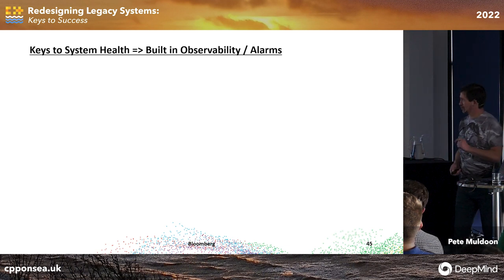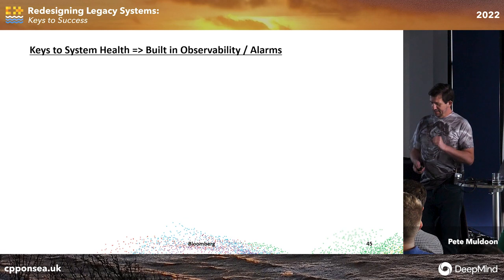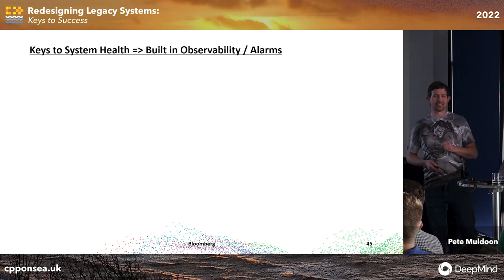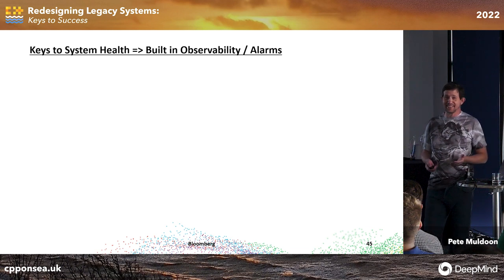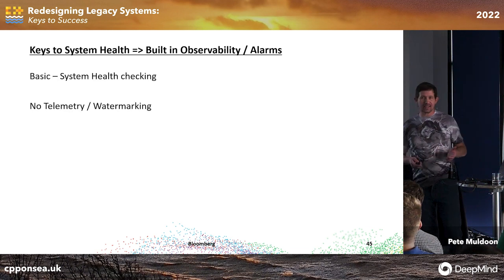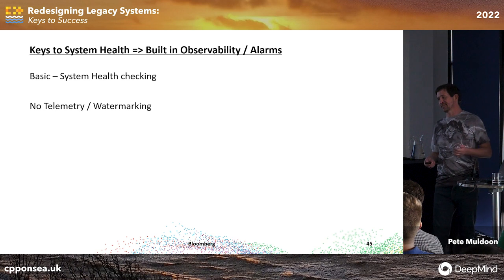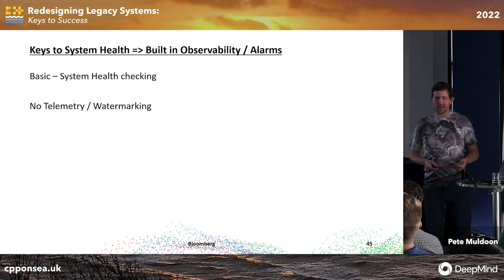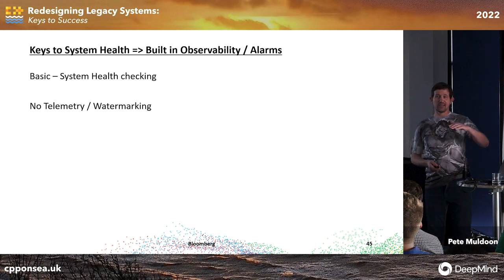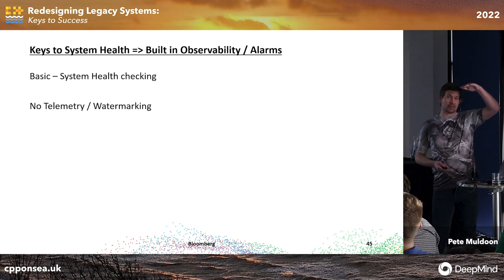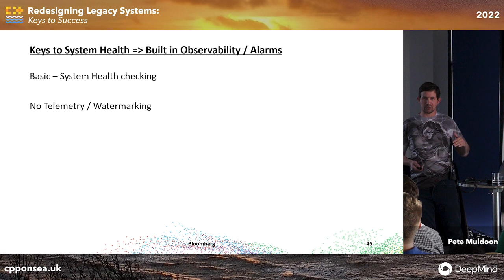Observability. Well, it was a long while back, right? We didn't have APIs, and no one was really talking about it back then. So I had basic health checking, which said that, hey, you know, the system's down, but there was no telemetry or watermarking and like, hey, your wait times are starting to climb. You're starting to get saturated around 4 o'clock.